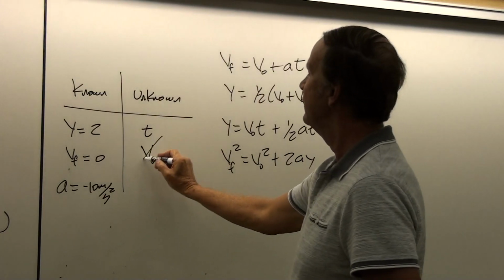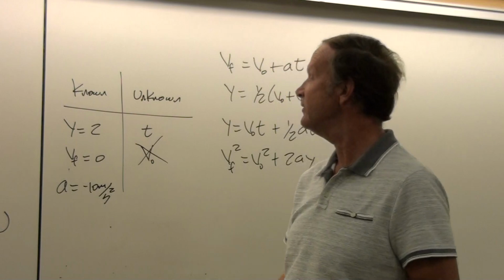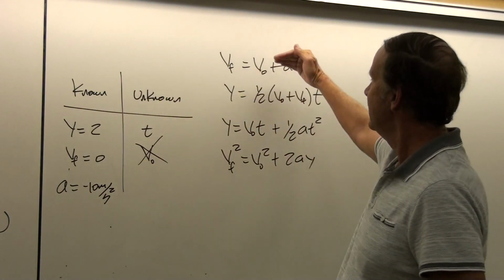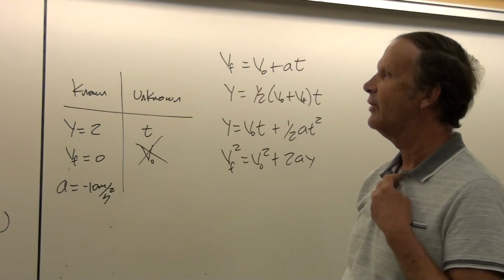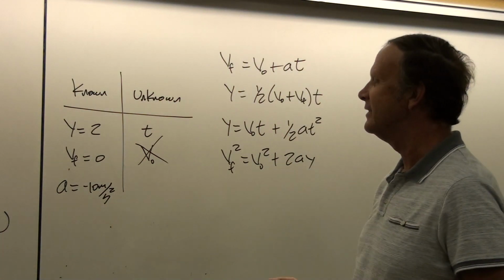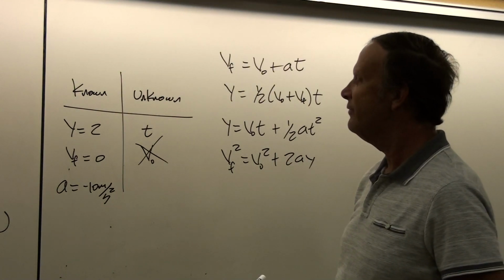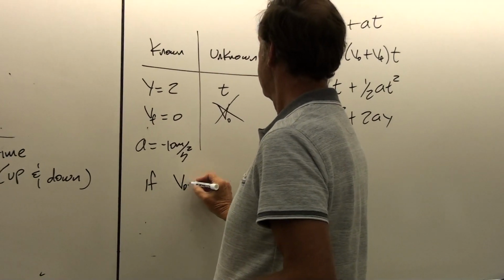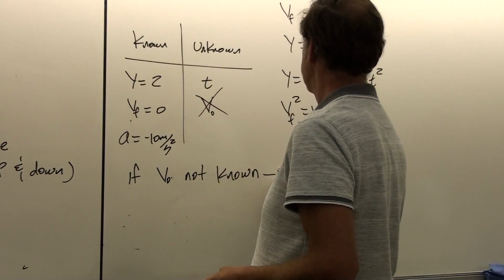But you'll notice that if I eliminate all of the equations involving the unknown that's not asked for, and that ends up being the initial velocity, then I've gotten rid of every equation. Okay? And so that is why we call it a special case, because every equation has v naught in it. And so what we want to do then, if v naught is not known, is solve for it first. Drop everything you're doing and solve for it first.